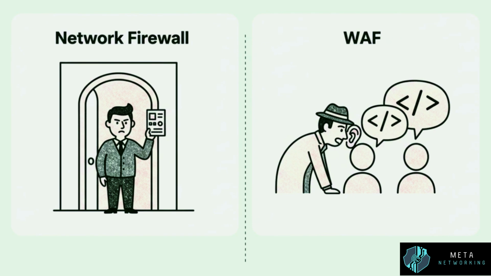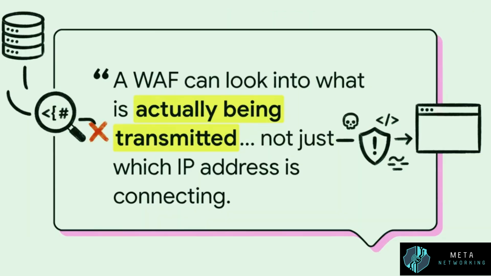A traditional network firewall is like that bouncer at the front door. It checks addresses, things like IPs and ports, to see who's allowed in. It's working at the network level. But a WAF? A WAF operates way up at layer 7, the application layer. It's more like an agent inside the club listening to the actual conversations to understand the content of what's being said.